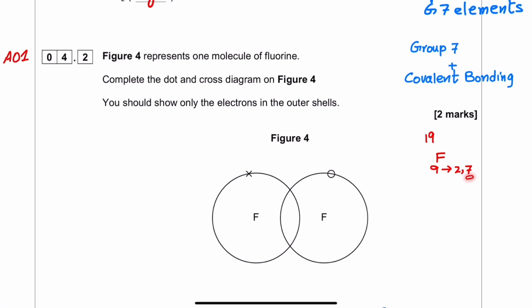Fluorine belongs to group number 7, so it needs one more electron in its outermost shell to become stable. It can't gain an electron or lose an electron, therefore it will share an electron with another fluorine. If they share one electron with each other, then the outermost shell will have 8 electrons.